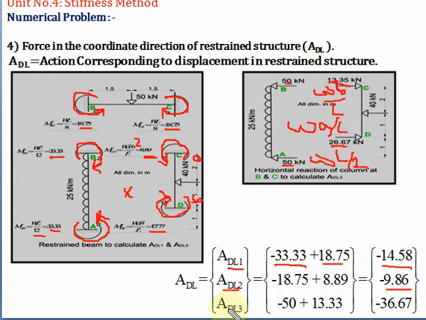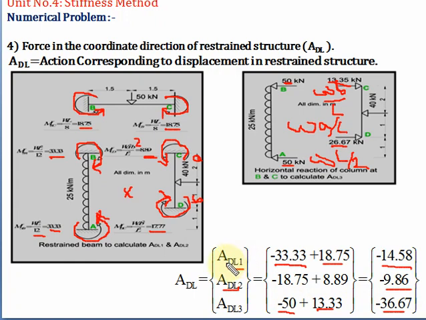Now ΔDL3 is due to the sway. For that we have to find out the support reaction at B and C, that is, the horizontal reaction at B and C. We have considered that towards the right is positive and towards the left is negative. Now here this 50 is acting towards the left side, so minus, and 13.35 is acting towards the right, so we are taking it plus. So minus 50 plus 13.33, so we are getting the value as what? Minus 36.67. This is our ΔDL3.